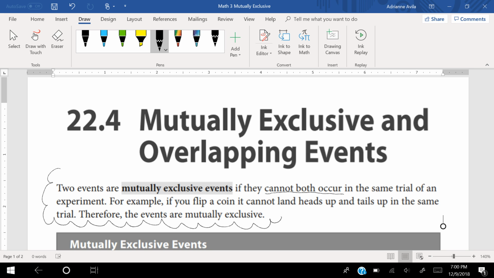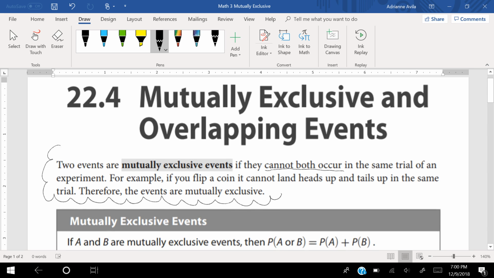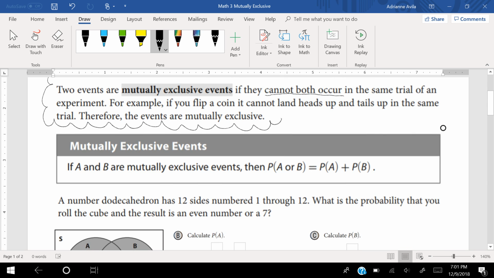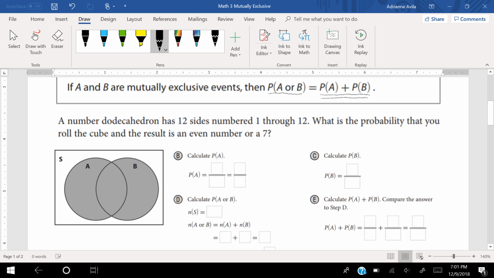So let's look at what it would look like in terms of our notation. If events A and B are mutually exclusive, then the probability of A or B is the same as finding the probability of A plus the probability of B. Remember that in mathematical terms, an OR statement means add. So let's look at an example.